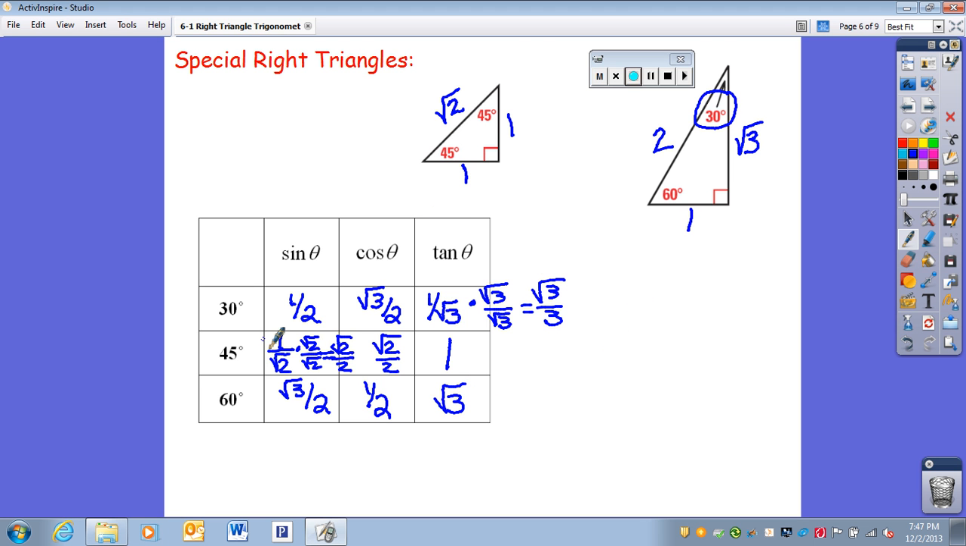Now, instead of memorizing this table, because then you can also put in the cosecant, secant, and cotangent simply by taking the inverse of the sine, cosine, and tangent, it might be easier to first of all remember the special right triangles, and then remember your trig functions.